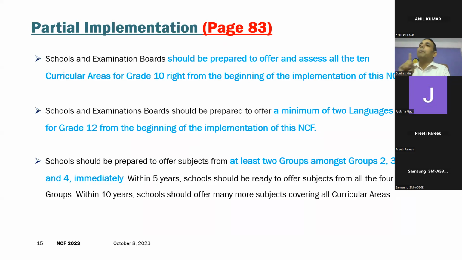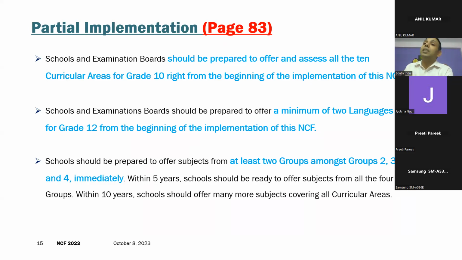If you go through the document, page number 83, they have written all 10 curricular areas of grade 3 right from the beginning. Now, this should not be curricular area. This should be all 10 subjects. This is a mistake in the document. You can go through the document. I have seen this, but I have not changed it. Sorry, 10 subjects will be there in class 10.